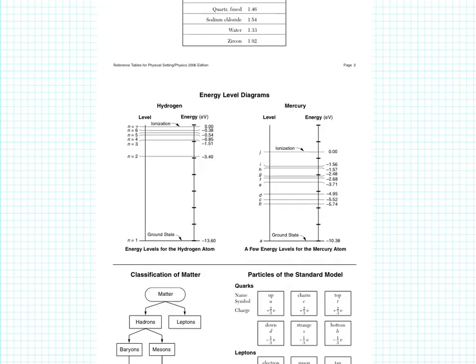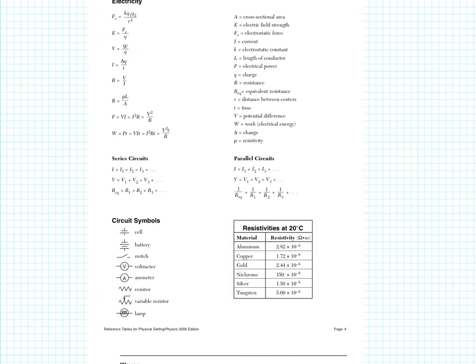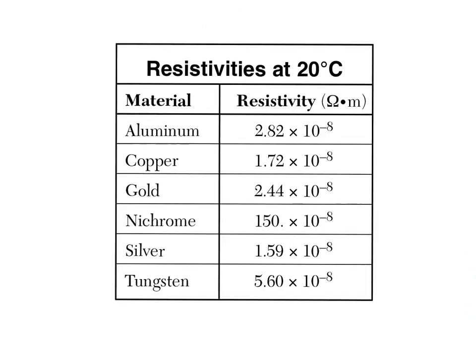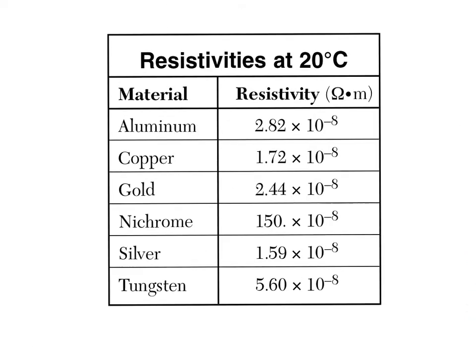Scrolling through the reference table, we're going to find on the electricity page that there's a little table at the bottom called resistivities at 20 degrees Celsius. And from that, we can immediately look up the one for copper, and we see the resistivity of copper is 1.72 times 10 to the negative 8 ohm meters. So we have all the pieces.